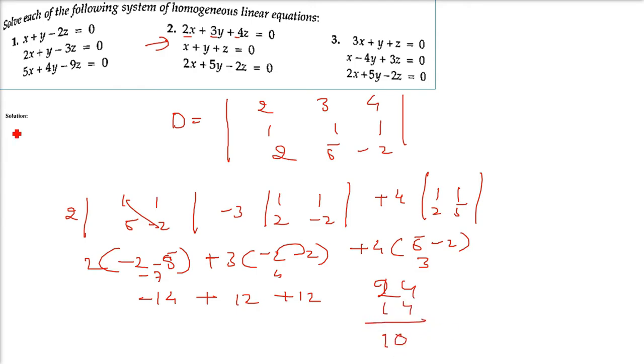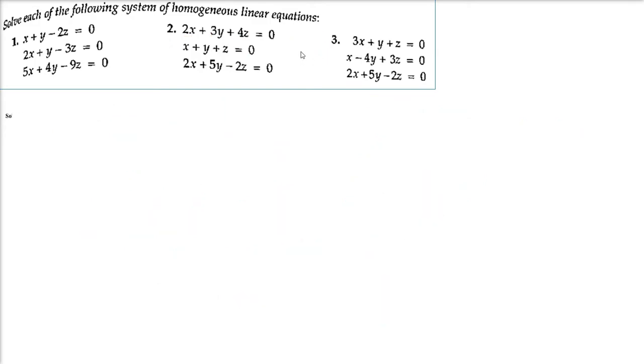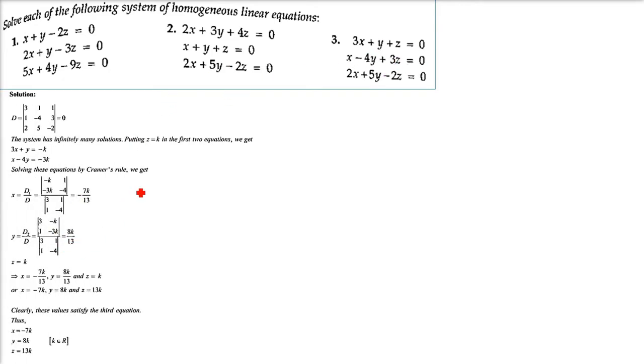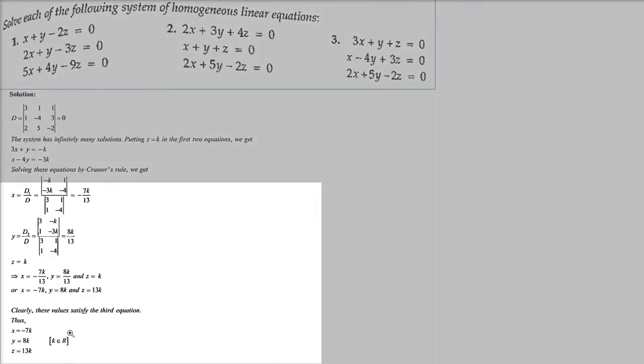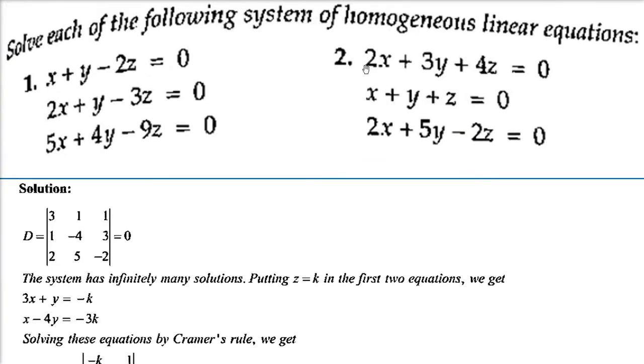D is 10. Since D is equal to 10, there is only the trivial solution: x equals 0, y equals 0 and z equals 0. Okay, I hope you got the idea. Next one also, the same way we are going to go ahead. Same thing we are going to do. Okay, so I'll just show it to you here.